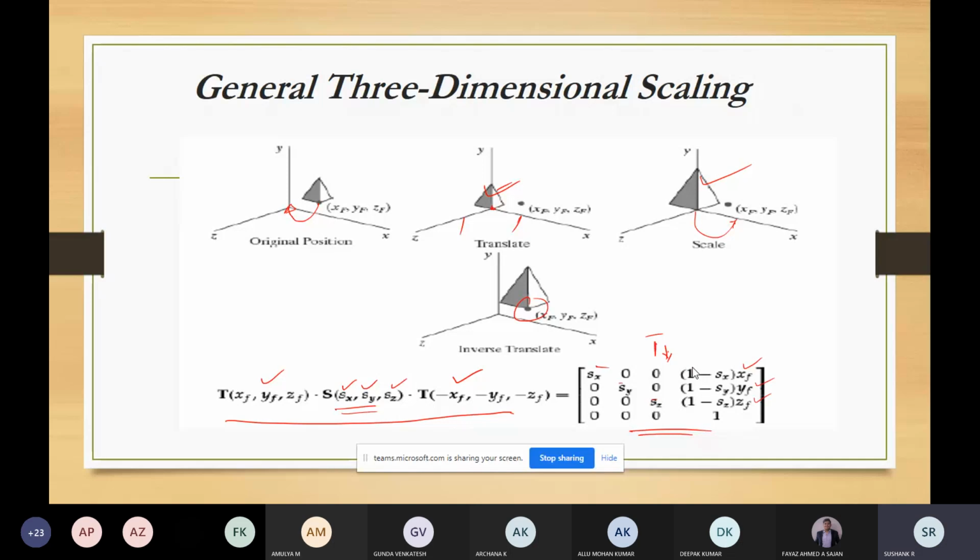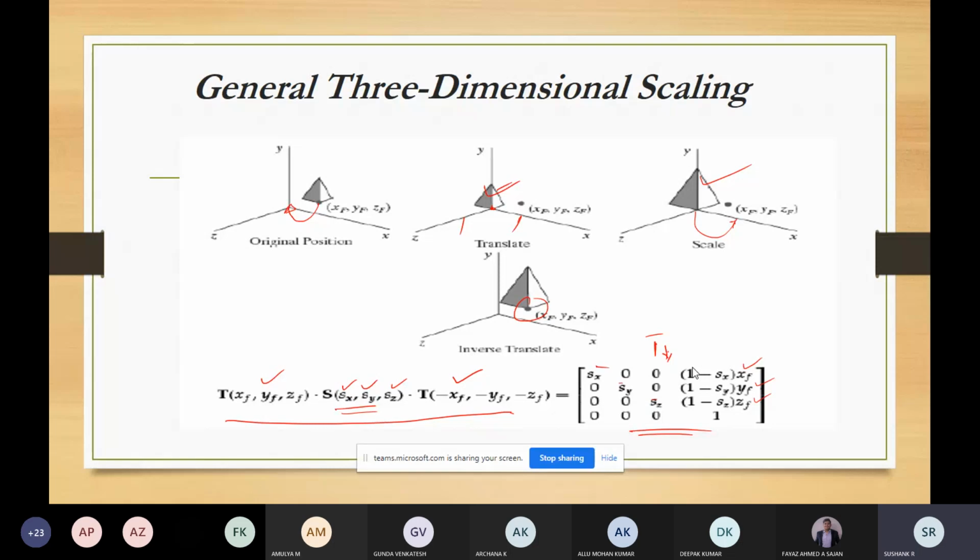So this is regarding the three-dimension scaling about a fixed point. Any doubt with respect to the scaling? So what we did is we added the z-axis. The same formulas you can check in two dimension also. So we are adding one more component called the z component.